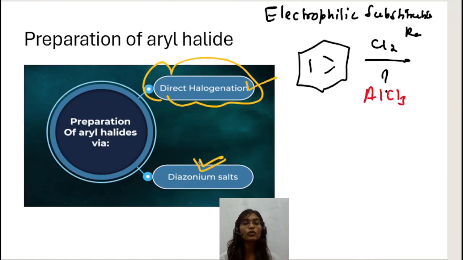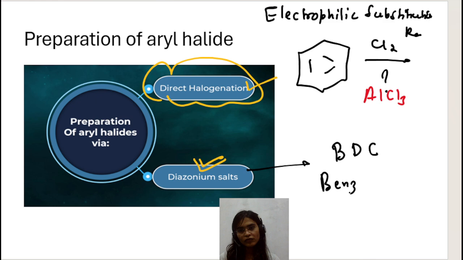Preparation with the diazonium salt. Now, what is the meaning of this word diazonium salt? Do you know the short form is also known as BDC? So what is the meaning of BDC? B for benzene, D for diazonium, and C for chloride.